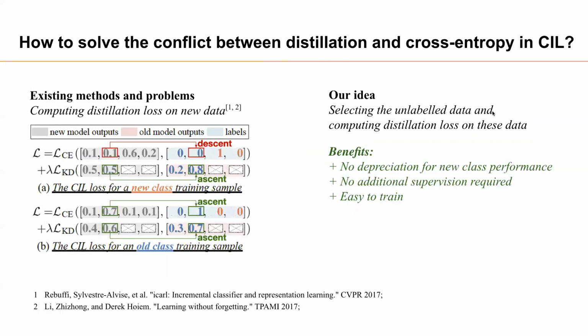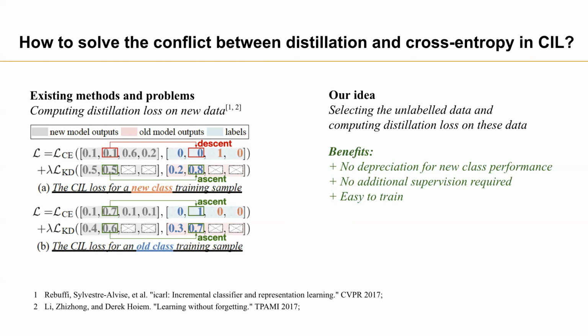To overcome this problem, distillation loss is widely used to retain old knowledge and overcome forgetting. However, there is a conflict between the distillation loss and the cross-entropy loss if we directly use the new data to compute the distillation loss. On the left, we provide a conceptual figure to show this. The dark blue and orange numbers denote the predictions of old class and new class, respectively. It is clear in figure A that the objectives are different when using a new class sample for distillation.